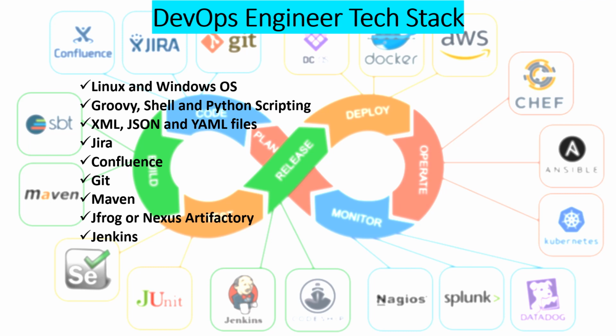So, they use scripting languages like Groovy, Shell, and Python to automate the manual tasks. Every tool that DevOps engineers use is API based, so it requires expertise in XML, JSON, and YAML files. DevOps engineers should have Agile knowledge, so to manage the projects in Agile, they use Jira.